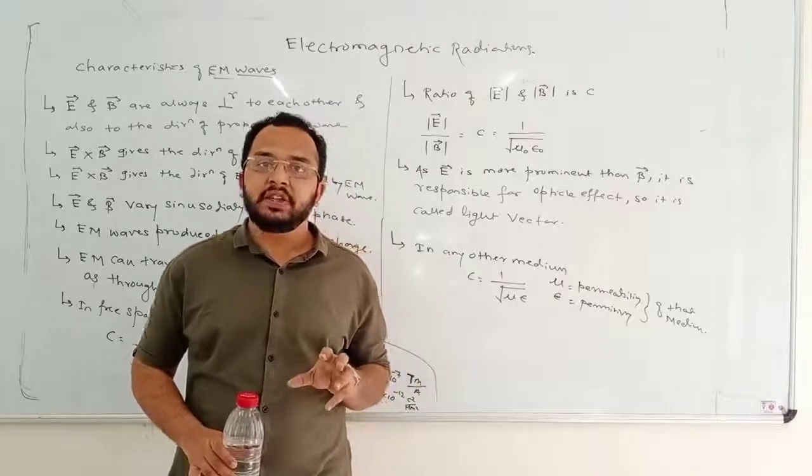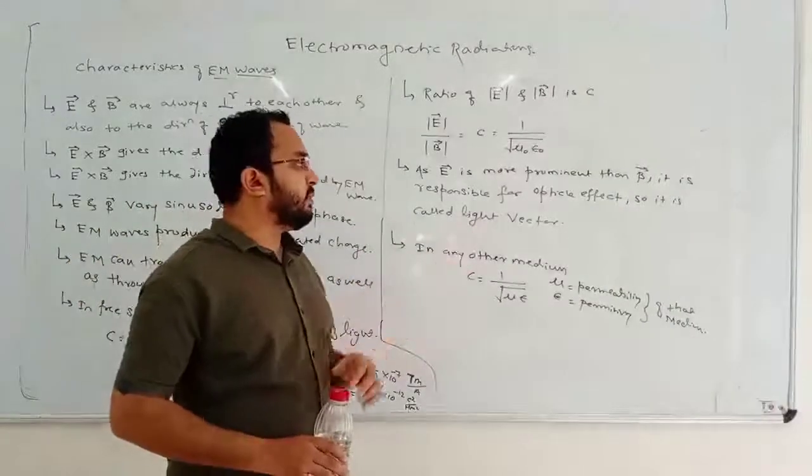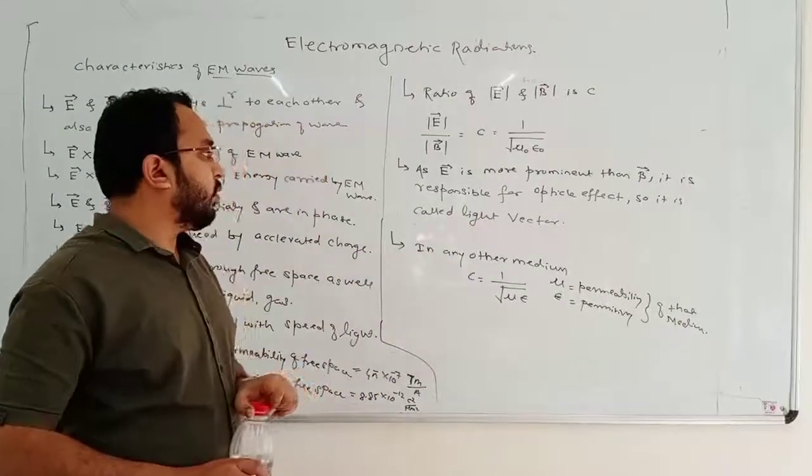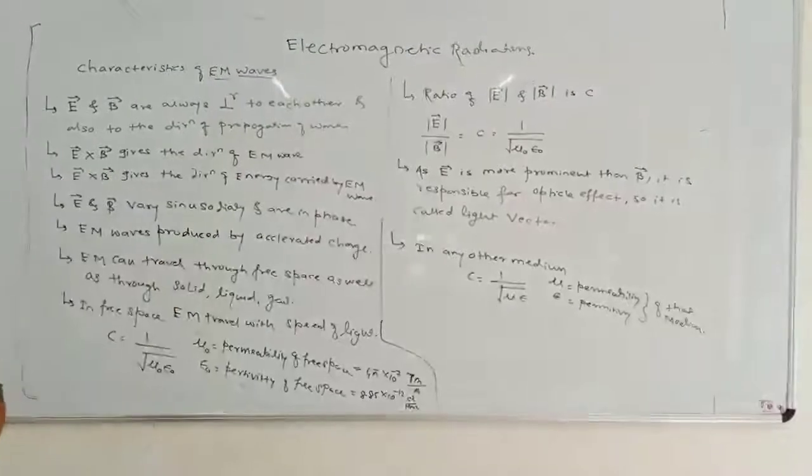So electric field is prominent than the magnetic field, hence it is responsible for the optical effect. So it is called light vector. So out of E and B, E is called light vector.